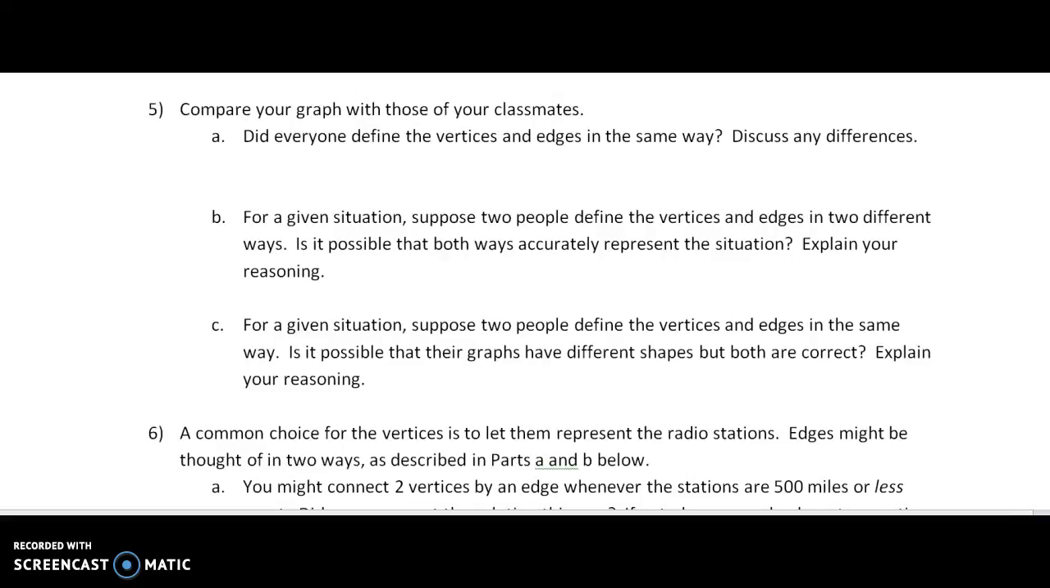This is probably one I will discuss with you on Wednesday. So compare with people around you, see what you think. Same with B and same with C.